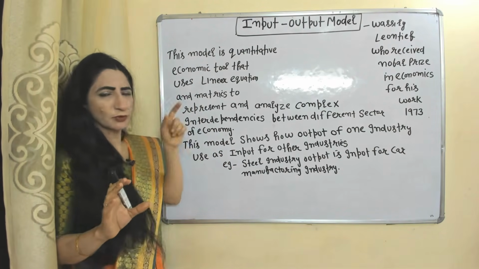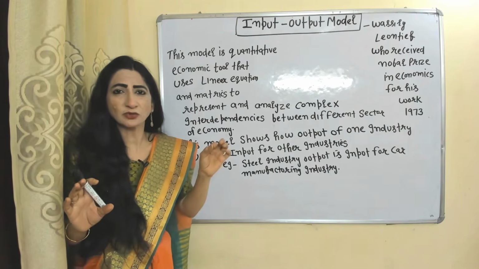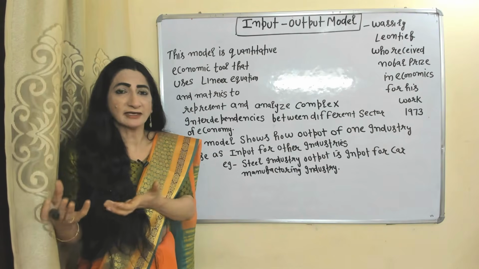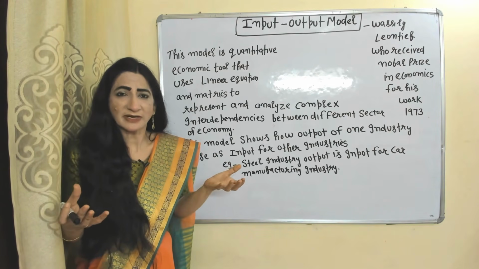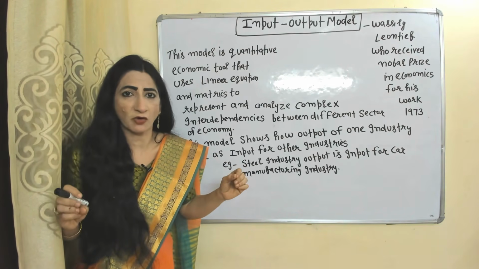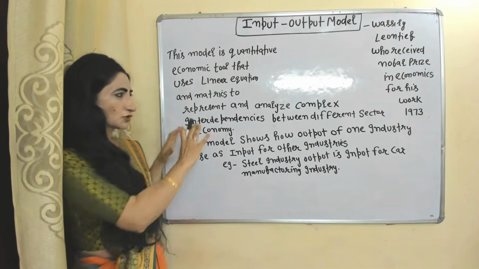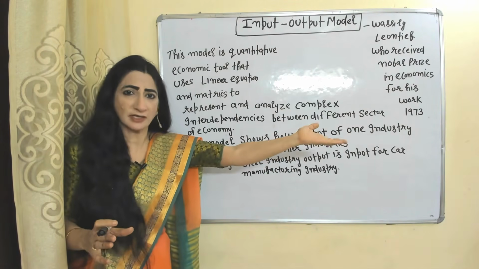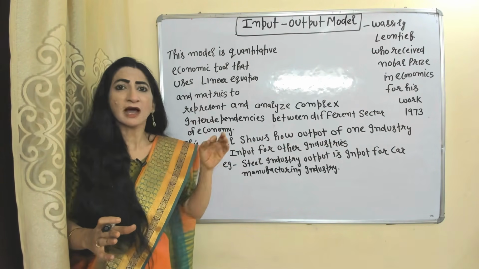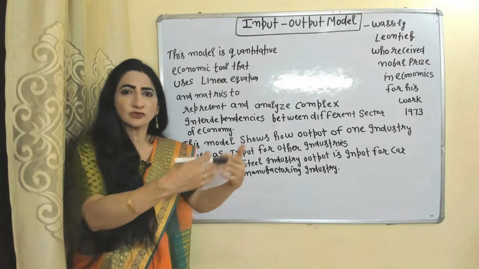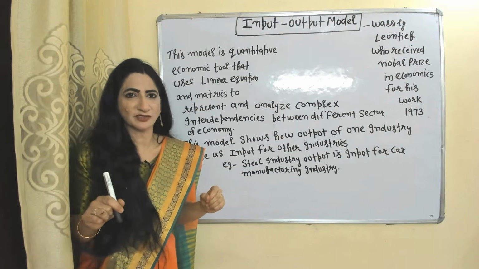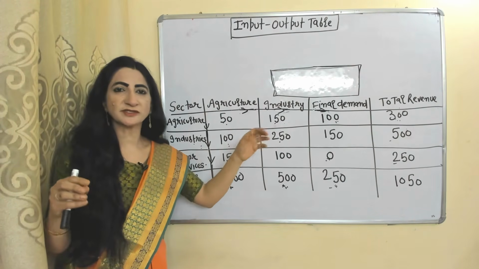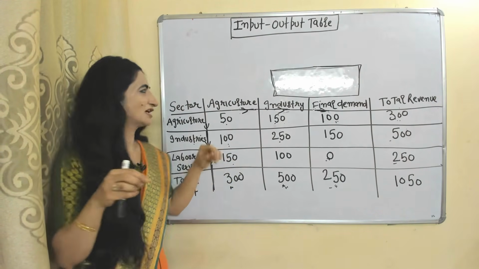An input-output model is a quantitative tool that uses linear equations and matrices to represent and analyze complex interdependencies among different sectors of the economy. That means this model shows how the output of one industry is used as an input for another industry. For example, the output of the steel industry is used as an input for the car manufacturing industry. The input-output table shows how different sectors of the economy depend on each other.